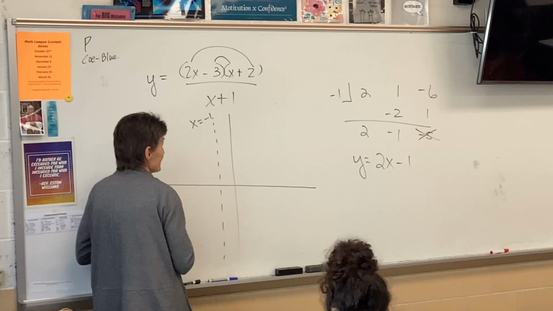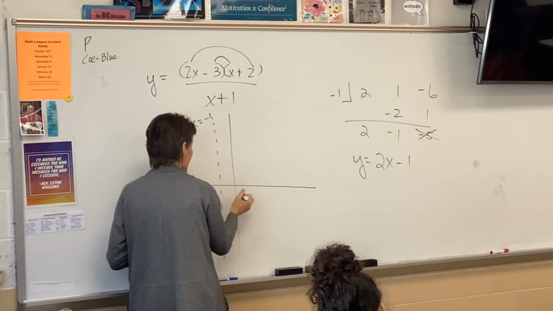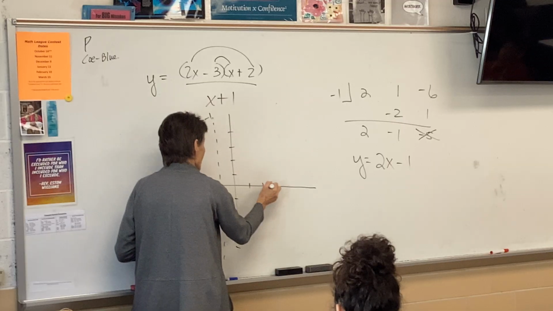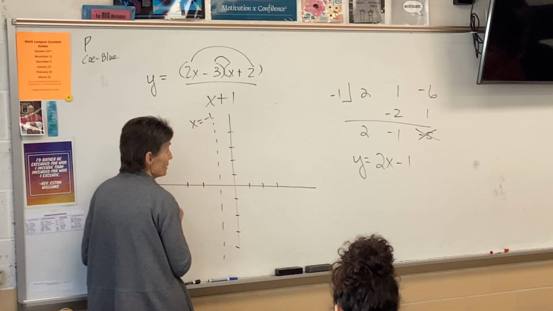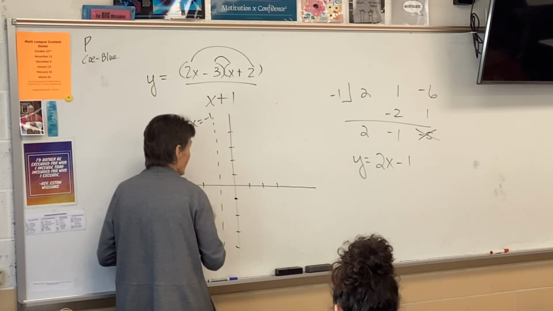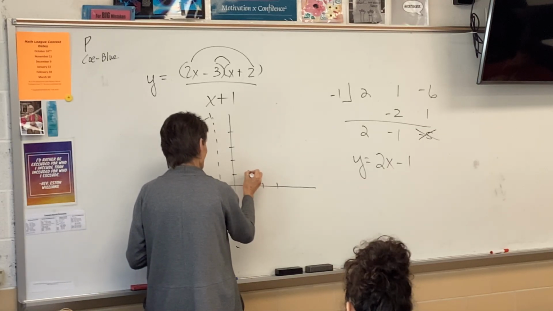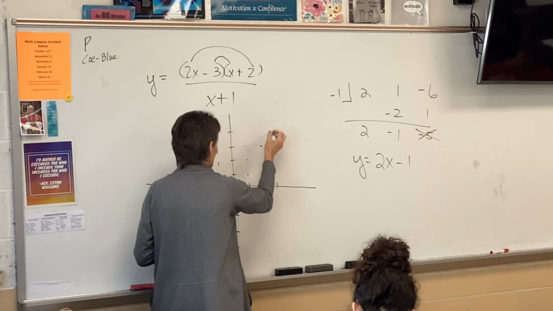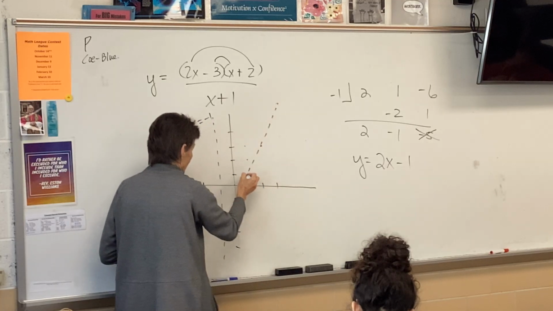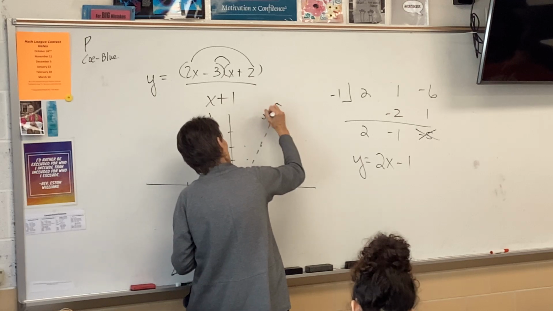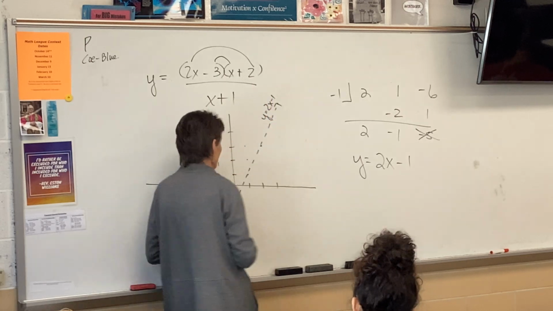So I'm going to go ahead and sketch that in here. That is a line with a y-intercept at negative 1 and a slope of 2. So there is my y equals 2x minus 1 line.